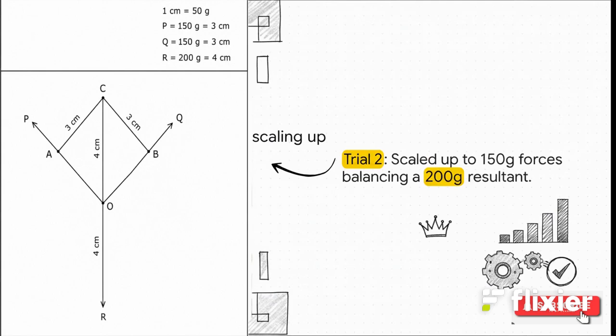Here, forces P and Q are increased to 150 grams each, which gives us 3-centimeter sides. Now look closely at the central diagonal, OC. It stretches to exactly 4 centimeters. And guess what? This perfectly matches the new 200-gram downward weight R, which is also plotted out as a 4-centimeter line OD. So, as we scale the weights up, the geometry just brilliantly adapts right along with it, maintaining the exact mathematical relationship predicted by the law.